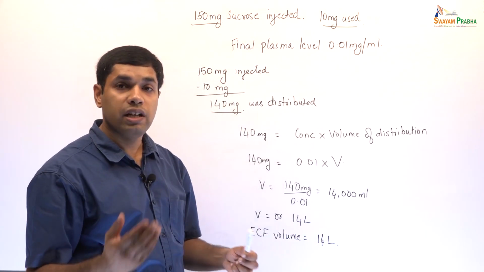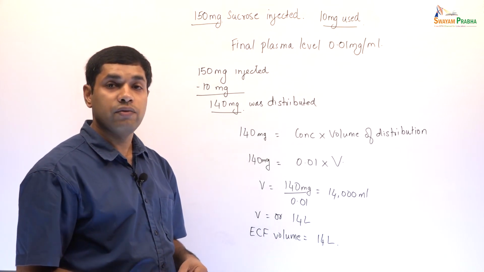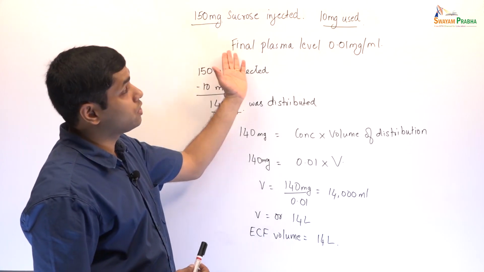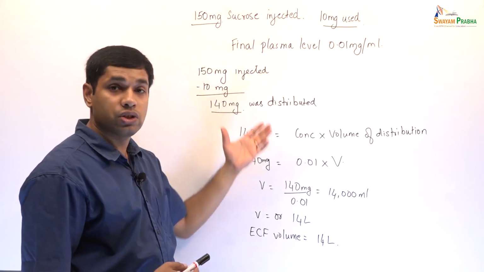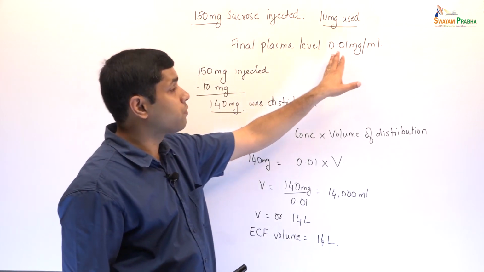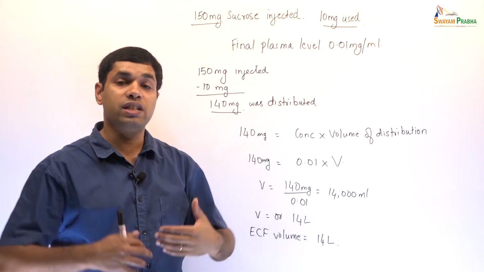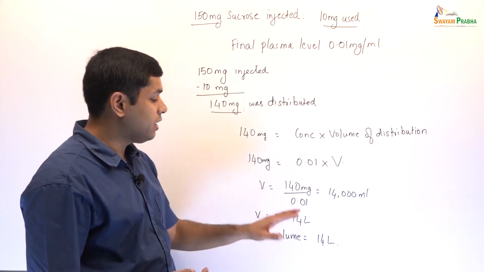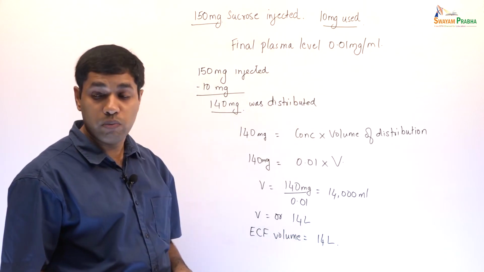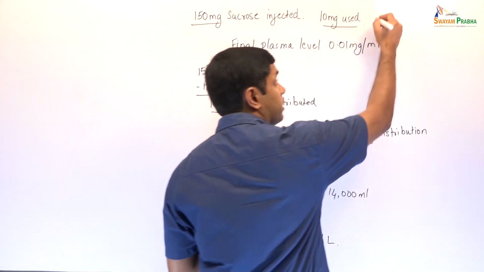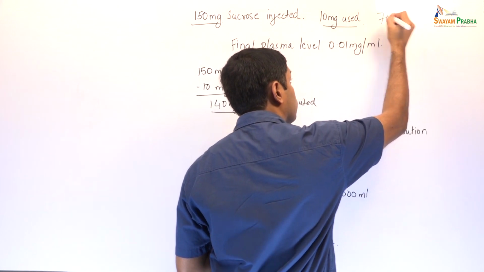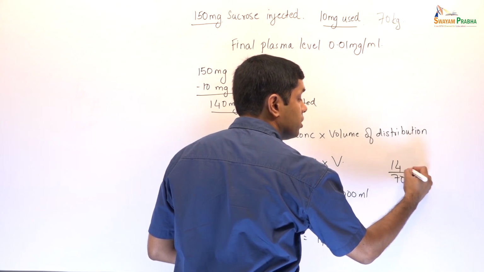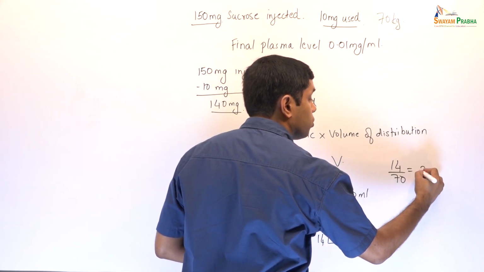Now this question could be asked in a different way. You could be given a substance X and told that 150 milligrams of this substance X was given. Finally, this was distributed and the concentration was found to be 0.01 milligrams per ml. In which compartment has this substance X been distributed? And finally, when you get 14 liters, we are assuming that this man, oh, it's already given that this man is 70 kg. So 14 liters out of 70 kg will be 14 by 70, that is equal to 20%.